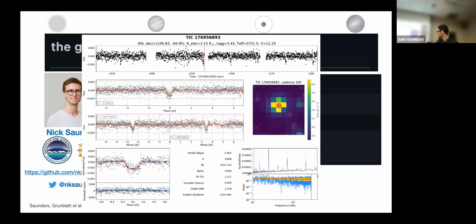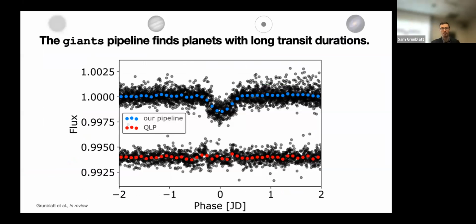We can run a BLS on the data. We can look for oscillations in the power spectrum to see if the stars are oscillating as well. And so this has been a really useful tool for identifying these planets around red giants. But one of the most important reasons for building this tool was that other pipelines that were developed for TESS were not finding these planets.